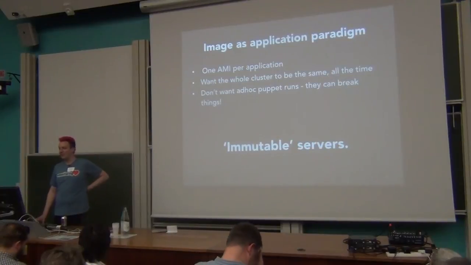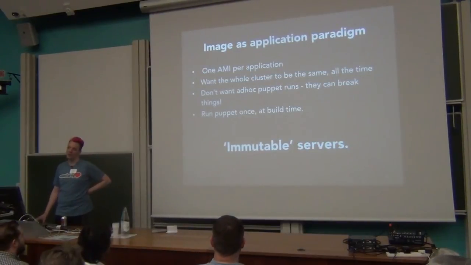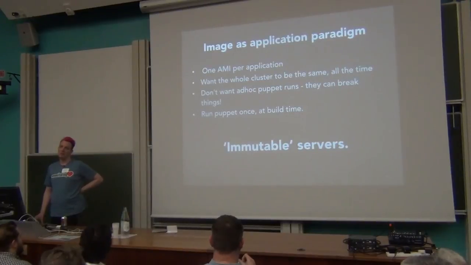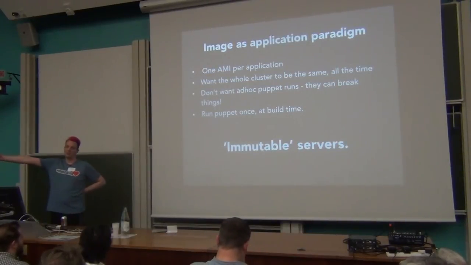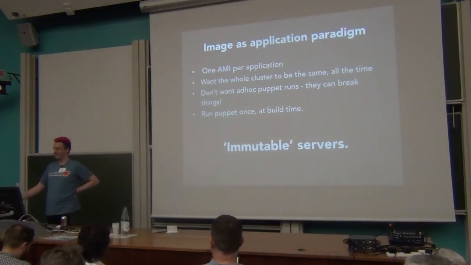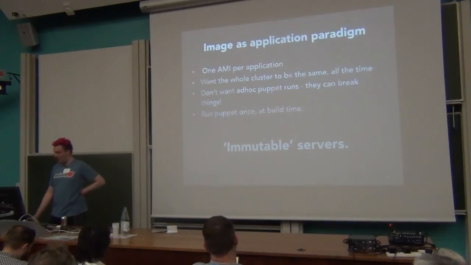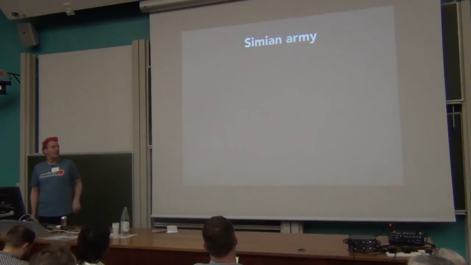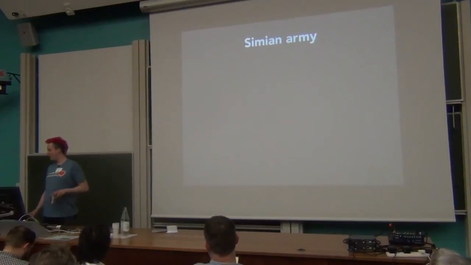And that's a double-edged sword. Because it means that you run Puppet once at build time, and when I break the Puppet code, it doesn't get deployed across a bunch of servers. But it also means that at 3 a.m. when something's broken, the only way to deploy a change to a server is to deploy new servers. And if you don't do it right, that can hurt. So, I'm really out of time now.